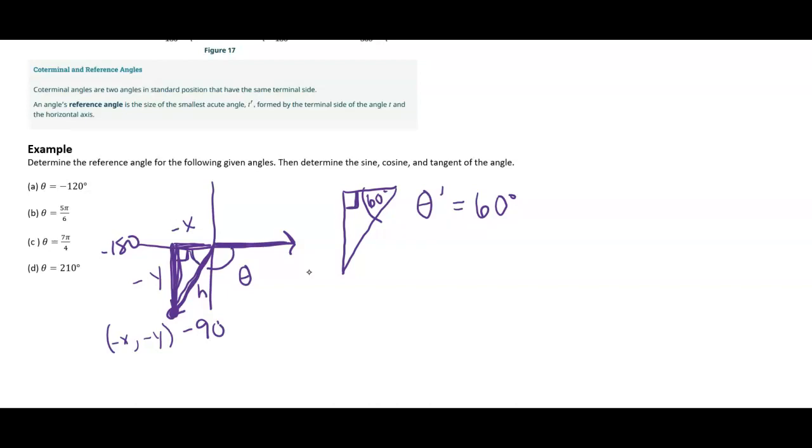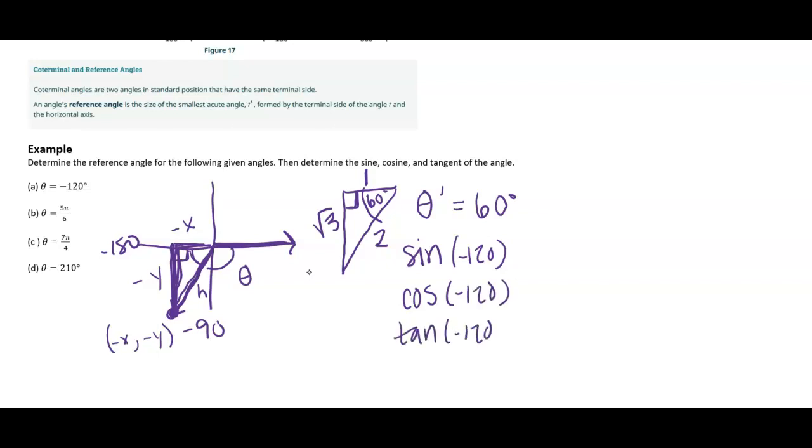I know from special right triangles that my ratio is 1 for the smallest leg, 2 for the hypotenuse, and √3 for the largest leg. I can now find the sine of negative 120, the cosine of negative 120, and the tangent of negative 120 using this as my reference angle. Let's be very careful and make sure that I label this as negative 1 and negative √3 just because of its position here in the quadrant 3 position.